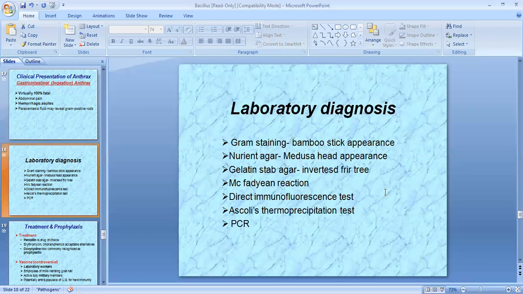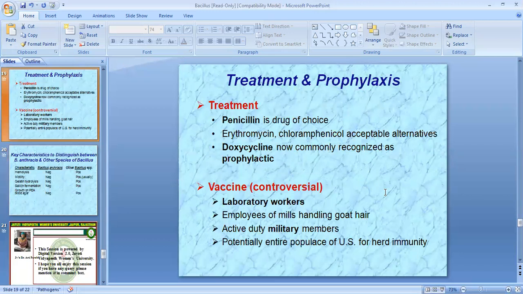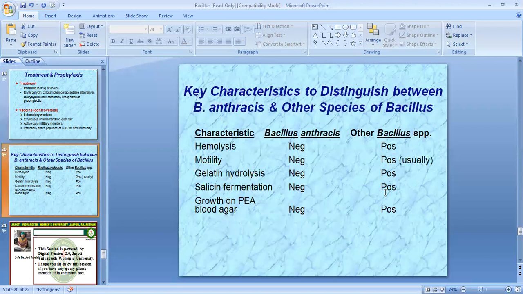Lab diagnosis includes gram staining showing a bamboo stick appearance; on nutrient agar there is a medusa head appearance; on gelatin stab agar there is an inverted fir tree appearance; the McFadyean reaction is there; direct immunofluorescence test and PCR are also helpful. In treatment, penicillin is the drug of choice. Other antibiotics are also used. The vaccine for laboratory workers is controversial. It is given to laboratory workers, employees handling goat hair, active duty military members, and potentially the entire population of the US for herd immunity.